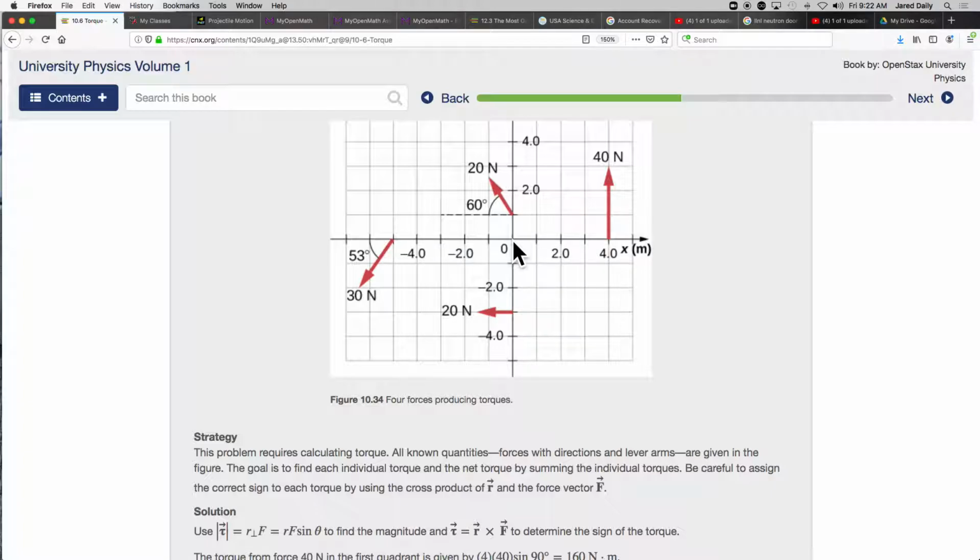So for this one, the R vector goes from 0 out to here. So your hand would point in the negative x direction for the right-hand rule. And then the 30 newtons is down, so you turn your fingers down, and your thumb would be pointing out of the page. So your torque is coming out of the page for this force here.